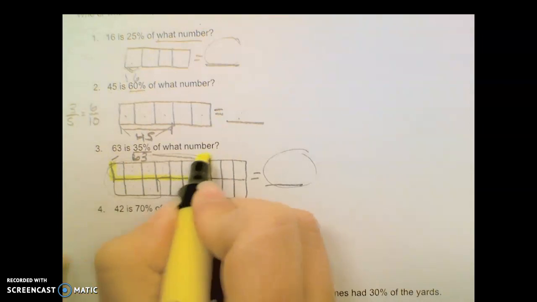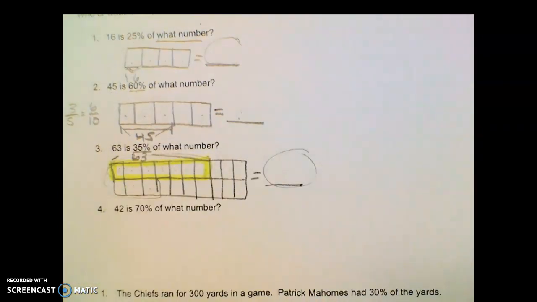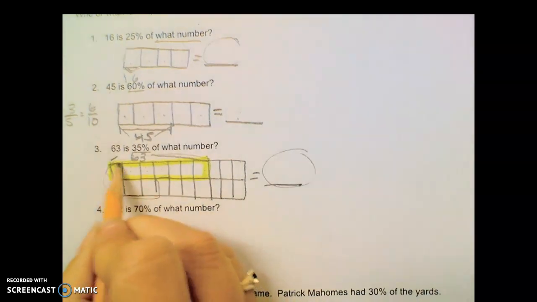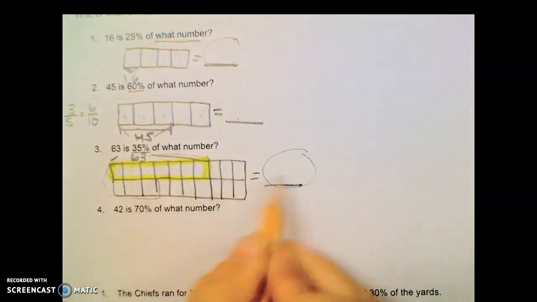And then I might just color code so that I know that 63 needs to be split between those 7 boxes. And once I know what's in one box, I can problem solve to find the rest.